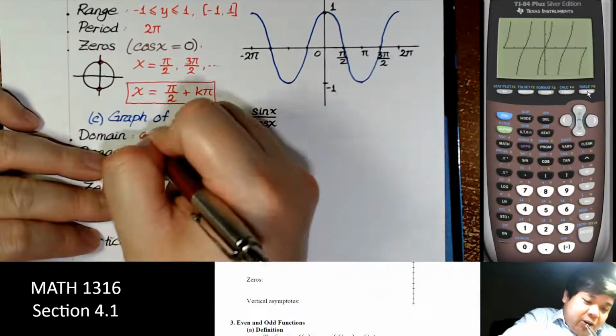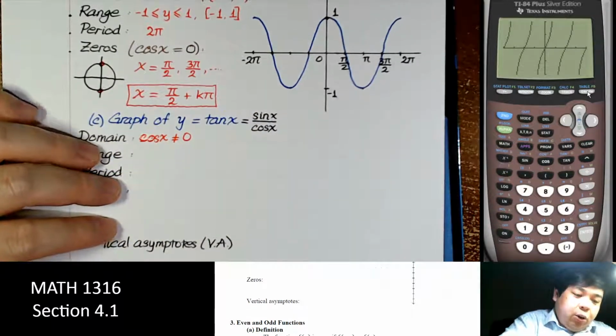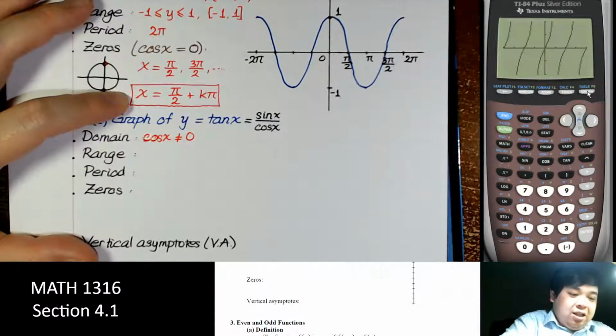Otherwise we divide by 0 and this is undefined. So cosine of x is not equal to 0, meaning that this is not equal to 0.